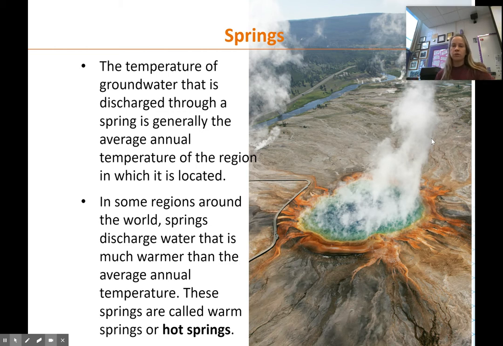Sometimes it's under pressure. Sometimes it's a geyser and it's under pressure, and that's because of heat. So it gets hot. Sometimes it's just sitting there warm, and that would be a hot spring. So the difference between a hot spring and a geyser: hot springs are just naturally warm springs, whereas geysers heat up and that steam under pressure causes it to erupt.